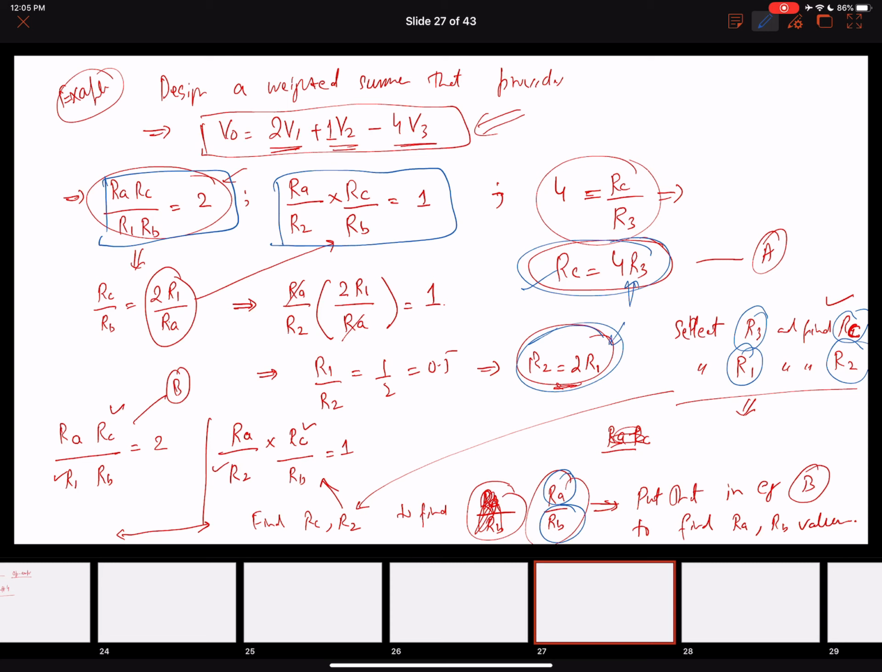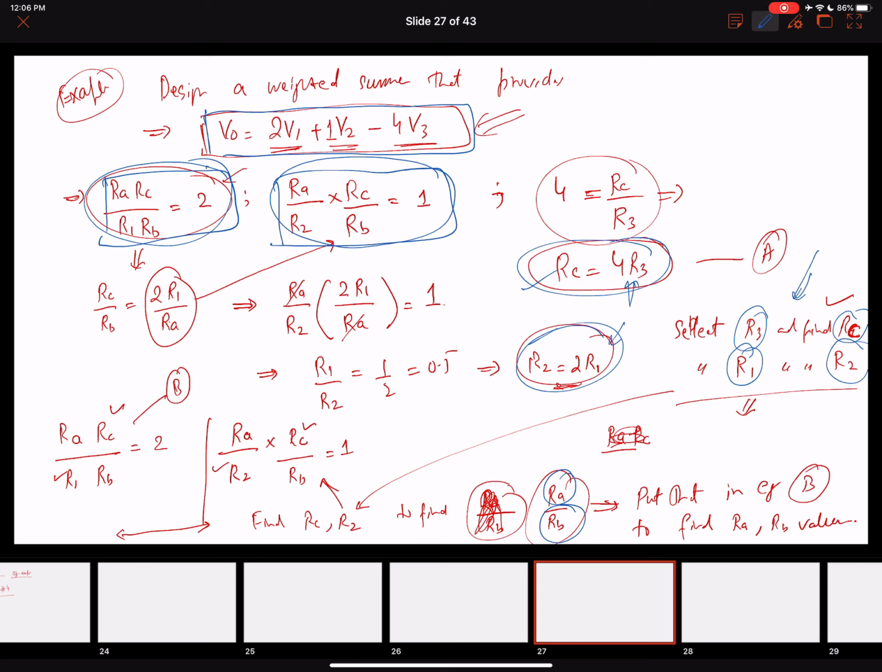This way you can select the values of these different resistances to develop a circuit where the value of V0 is this. I will also assign you one of the homework problems of this weighted summer, where you can see how you can select these values. The process is fairly simple. You pick some of the values initially, find the rest, and then use those values back in these equations to find the remaining values.